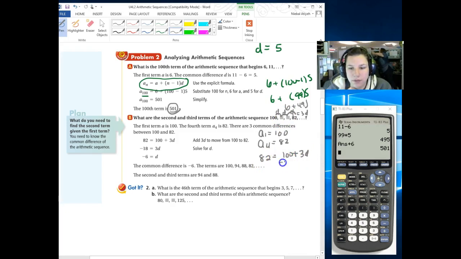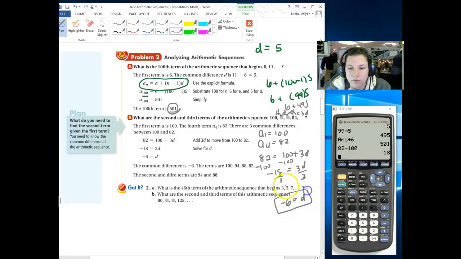So we're solving for D. So we minus 100 to the other side. And then I want to solve for D. It's being multiplied by 3, so we divide by 3 to get D by itself. And now we know D is negative 6.